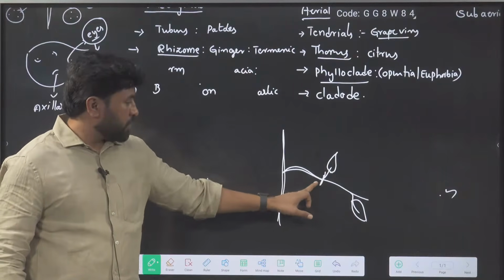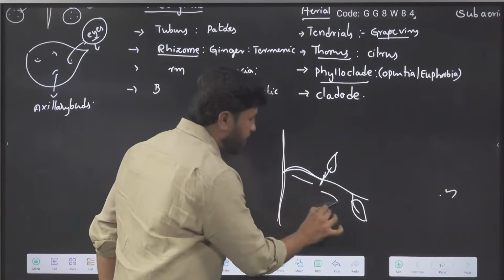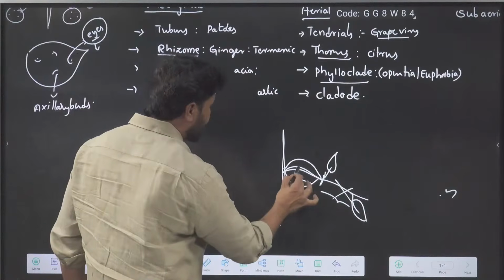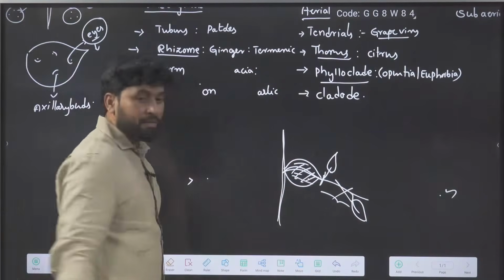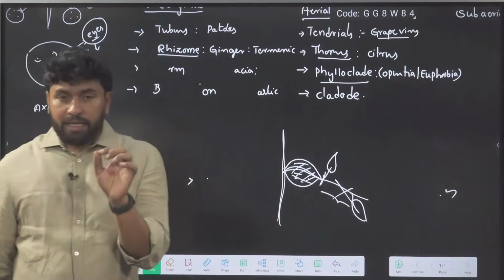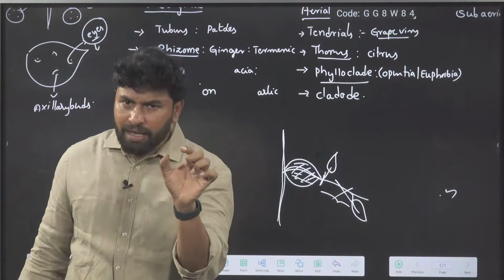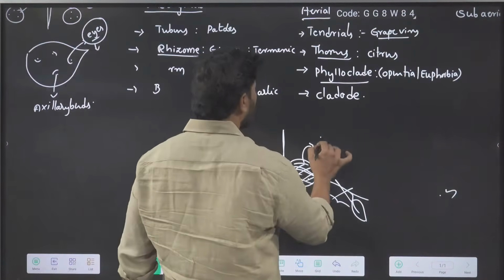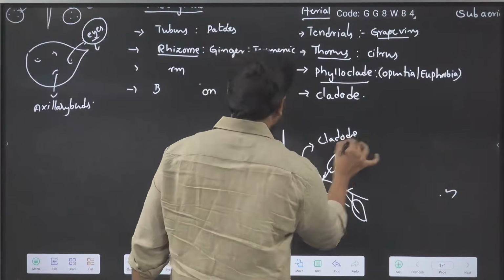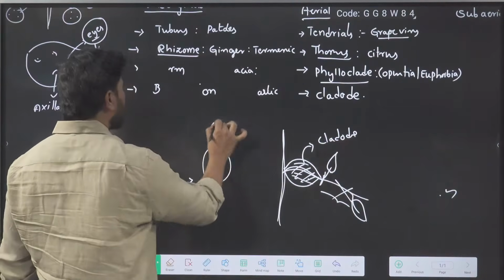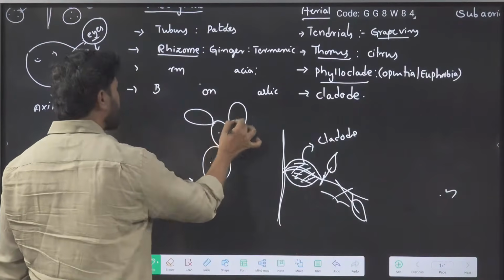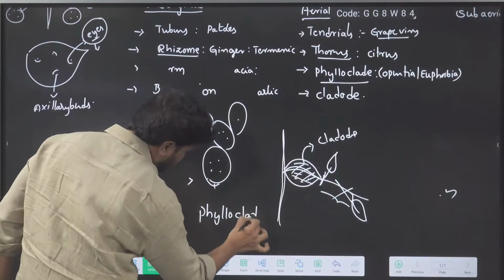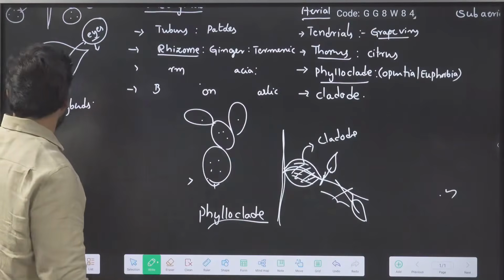Up to this node, the branch will survive, the remaining will fall down, and this part will be elaborated and become green, and it is ready to perform photosynthesis. Like this, a branch with a single internodal length which performs photosynthesis, we call it cladode. And when the entire stem becomes green and performs photosynthesis, we call it phylloclade. Phylloclade. Let me show you some of them.